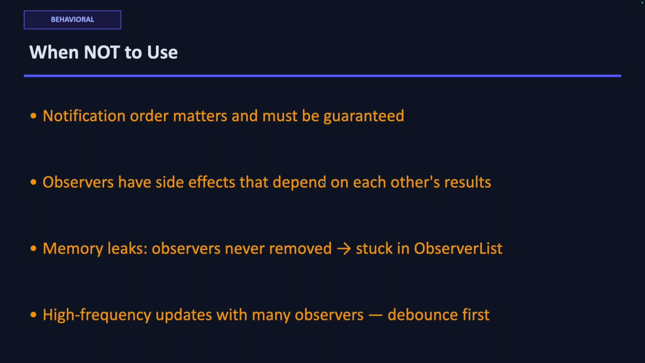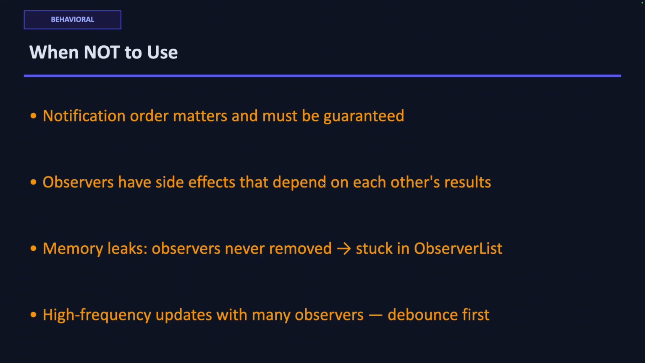Here we look at when not to use it. We have to consider the trade-offs. So we don't want to use the observer when the notification order matters and you need to guarantee it. The order observers fire depends on the order that they were added. We are just adding the observers to this array, and then we're just calling them in this for loop, so we don't have a specific order. We just call them in the order they were added.